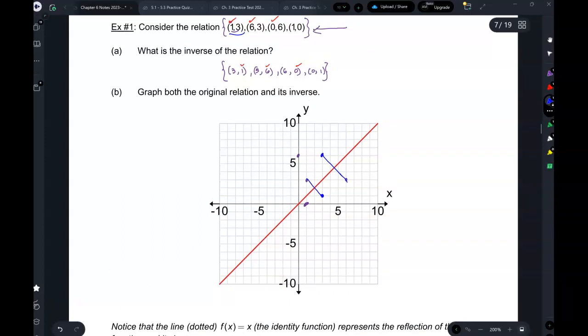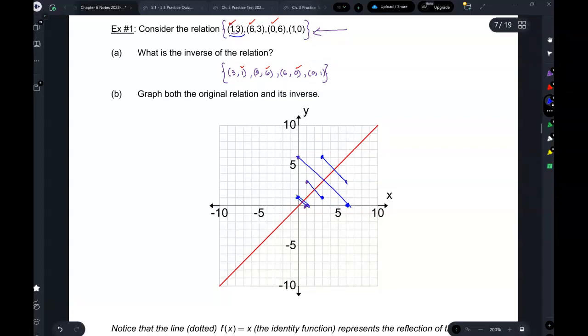The next one is (6, 0). Look at that one. Its corresponding one was (0, 6). And look, that's the mirror image around that red line. And finally, (1, 0) becomes (0, 1). And that's also the mirror image around the line that's drawn in red. What is that line in red? What's the equation for it? Y equals what? Y equals x.